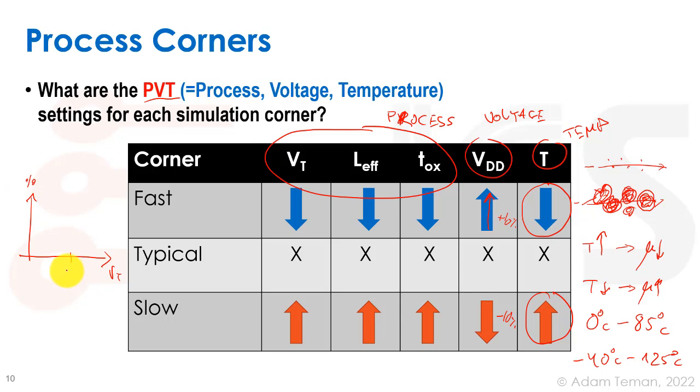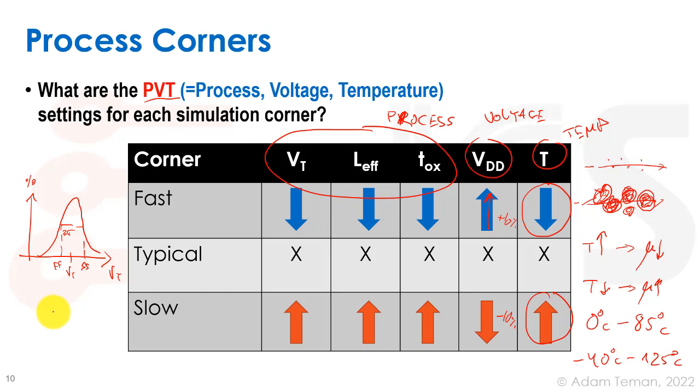And if this is the nominal VT, we're going to have some sort of Gaussian that describes how VT is distributed. We take a 3 sigma point over here, and that's going to be the fast corner. And we take a 3 sigma point over here, and that's going to be the slow corner on VT. So the fast corner is with a low VT, and the slow corner is with a high VT.